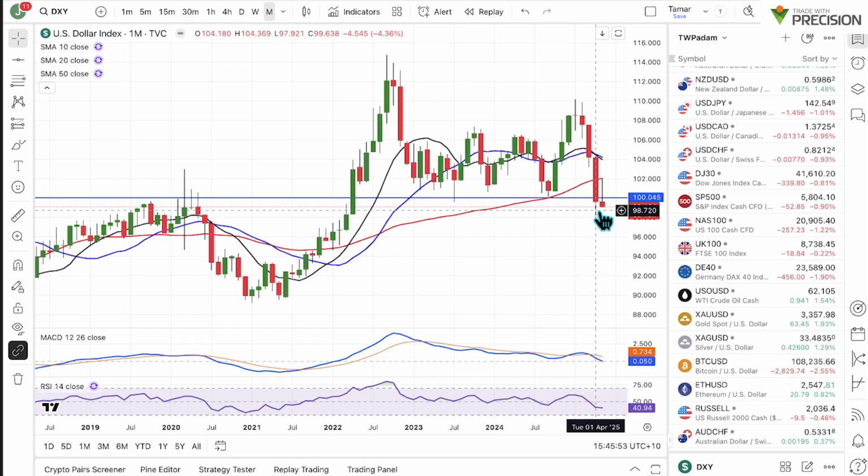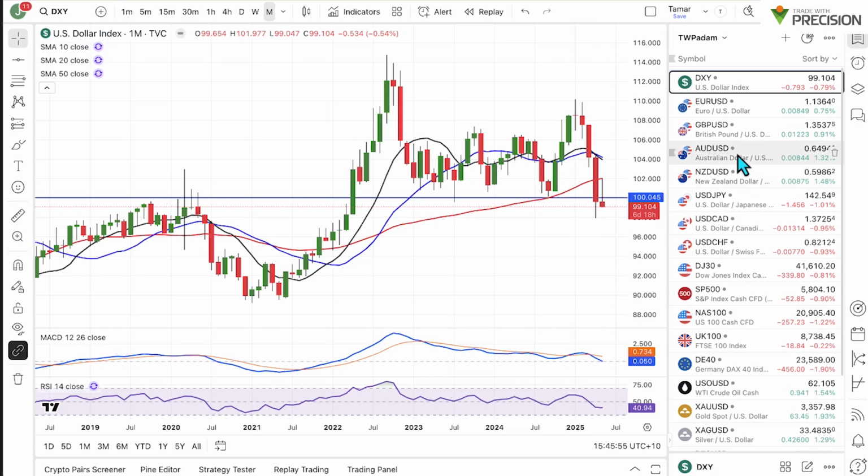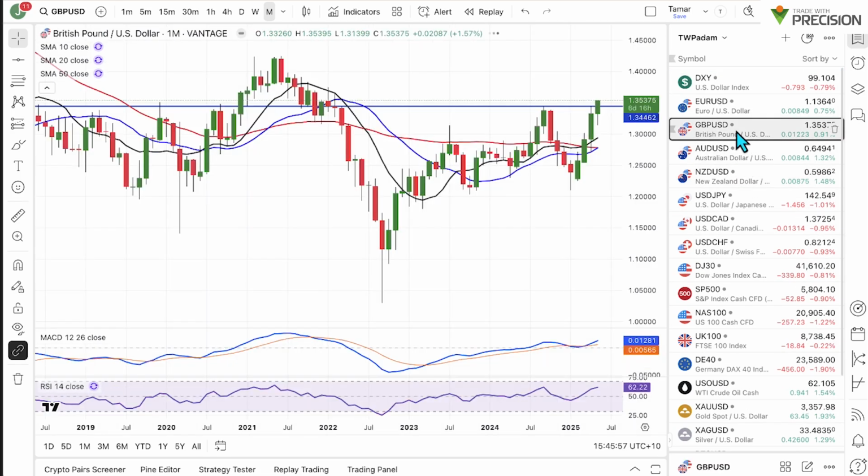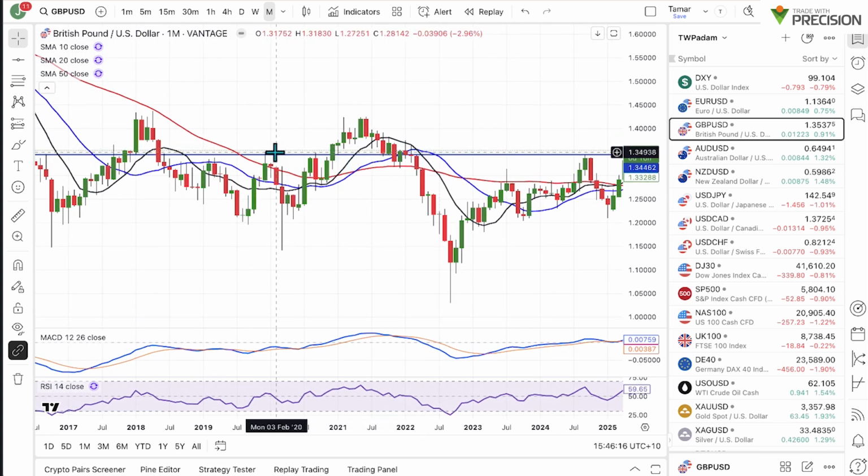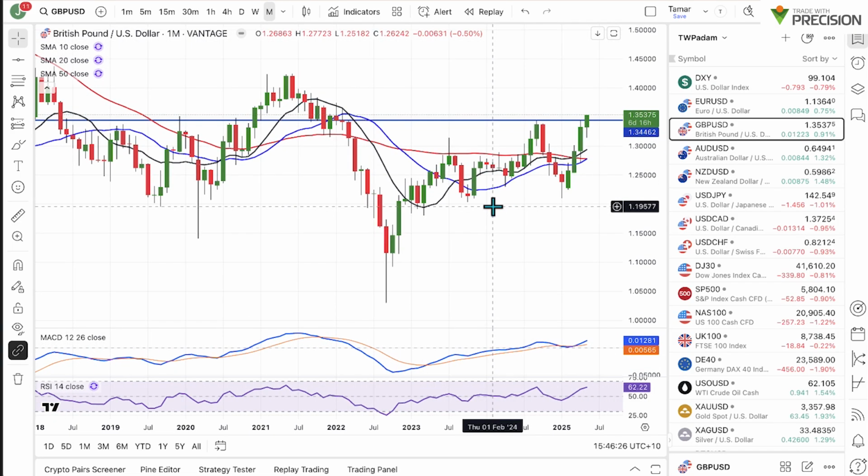So I want to take a look at the chart of pound versus the US dollar, because this is my favorite potential opportunity for the coming few days. This is the monthly chart, and what we can see here is that we broke this very significant level in and around 1.3450. If I zoom out a bit, we can see the importance of that level in the past. So what I'm looking for is a pullback to test this level from above.